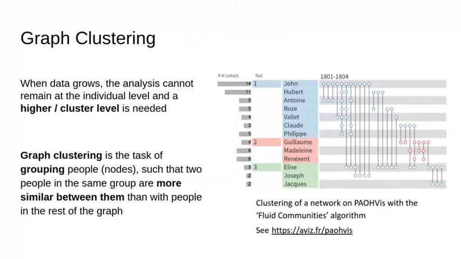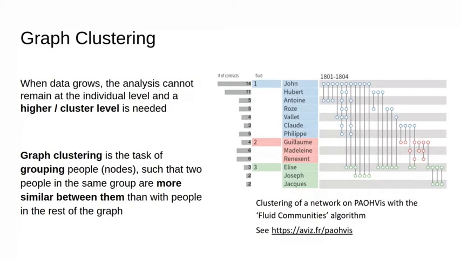So very often, when the data grows, the analysis cannot remain at the individual level of the person, and very often a higher level, or a cluster level, is needed to have an analysis at a higher view. So graph clustering is the task of grouping people together. In this task, we want to group people such that two people in the same group are more similar between them than with people in the rest of the graph.